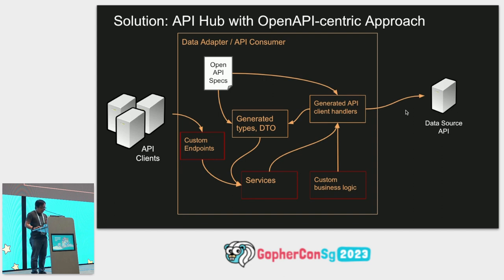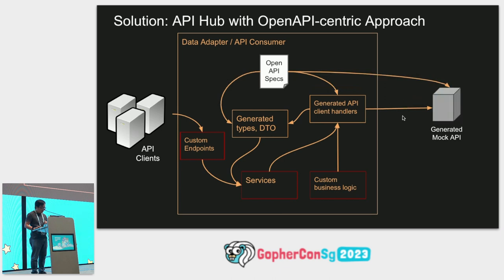The solution that we are working on right now is to use OpenAPI specs to generate the API client handlers and also the types. On top of that, we can also use that to generate mock data, or API servers serving mock data, so that we can test and simulate varying data and test the API specs thoroughly.